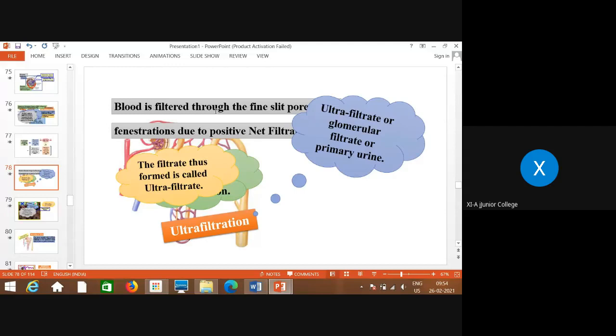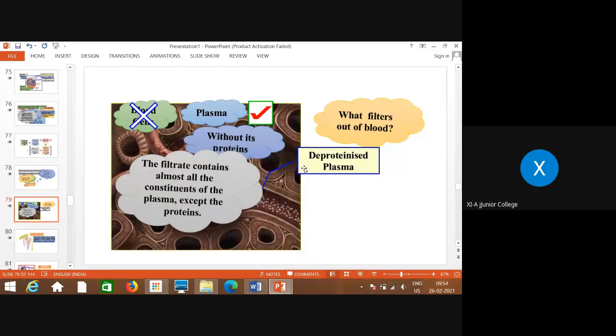Blood is filtered through these fine slits, as I told you, which are present between the podocyte cells, or podocytes. Even fenestrations are present, similar structures which help in the filtration. What does this filtrate contain? It contains almost everything except large sized molecules. Everything is filtered through the glomerulus. Except proteins, blood cells and platelets, everything is filtered.